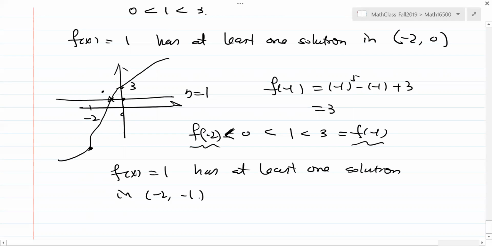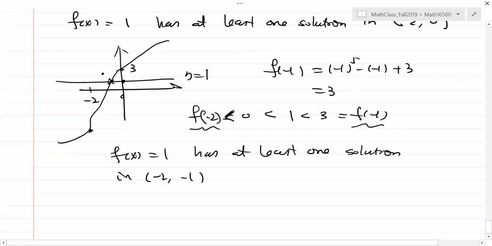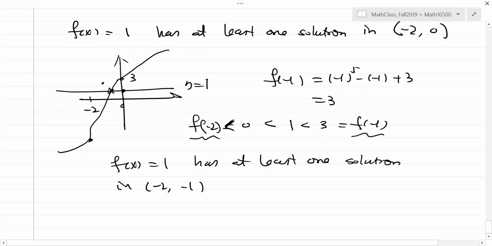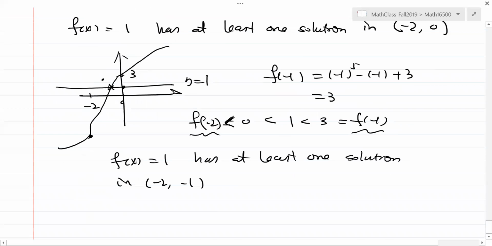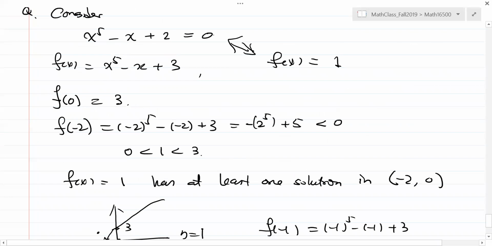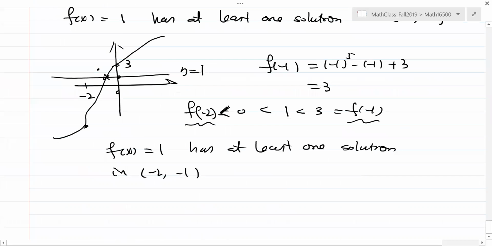So yeah, I get a smaller interval. Just look at the value at the two endpoints. If one number is larger than 1 and one number is smaller than 1, then you're done. You know you're going to have a solution. Okay, but f of x could be just x cubed, x to the 5th minus x.